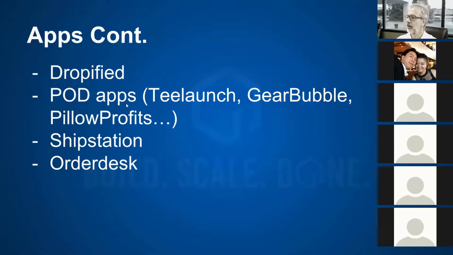Print-on-demand apps are T-Launch, Gear Bubble, Pillow Profits. A lot of times these different companies that do fulfillment have now created their own personal private apps that you can get from them that will help you set up the product exactly the way that they want to see the variants. And you basically just upload your design, click a few buttons to show them which variants you want.